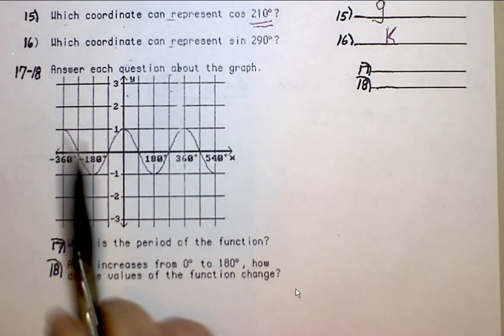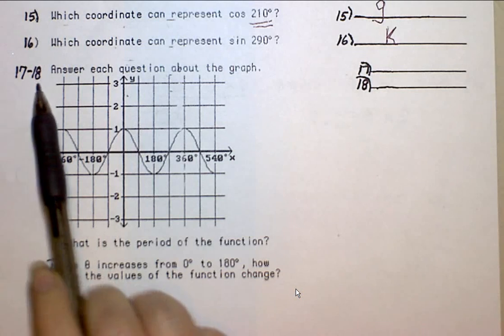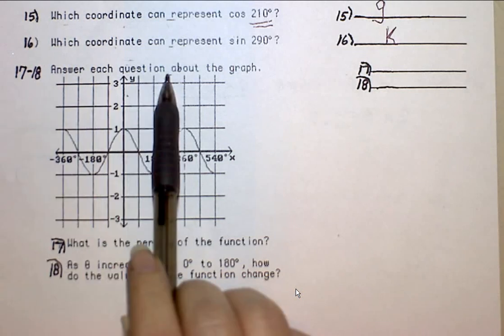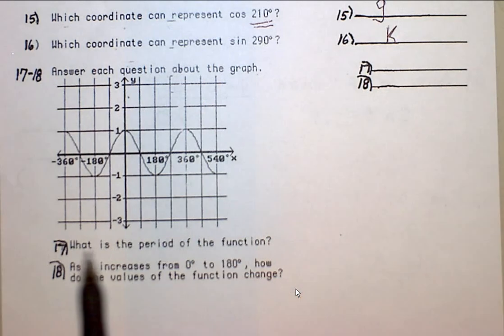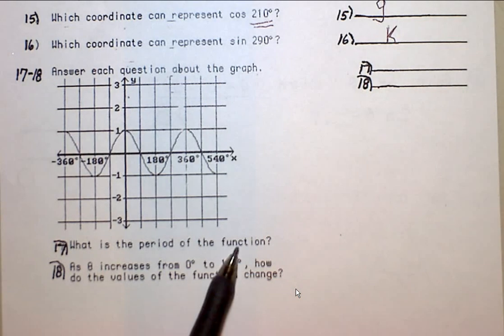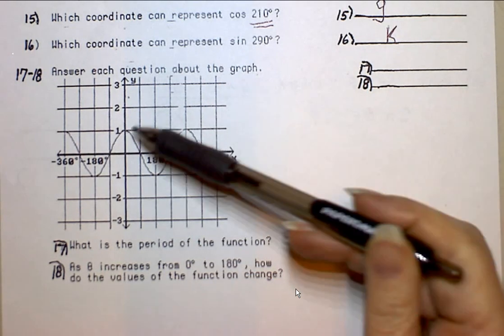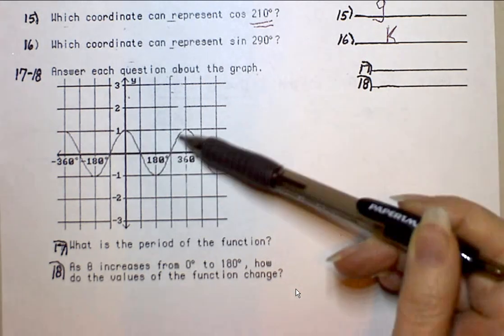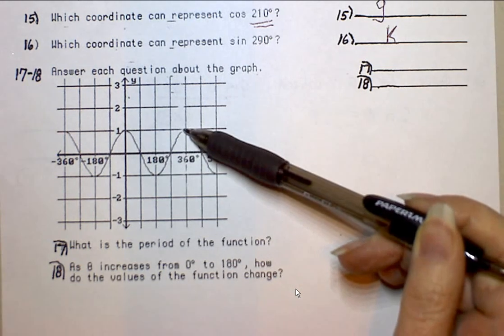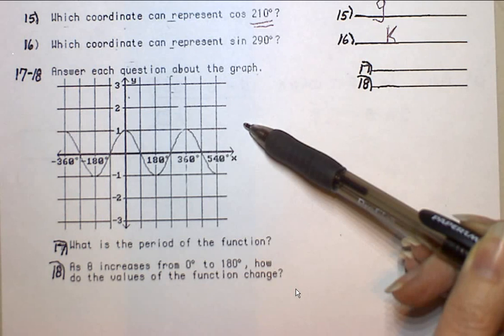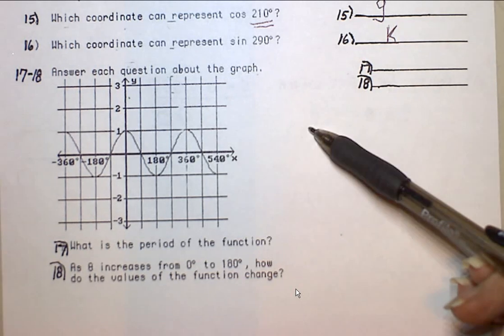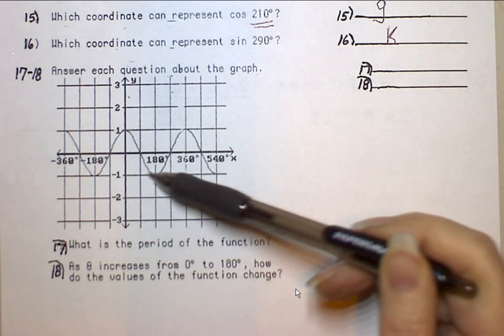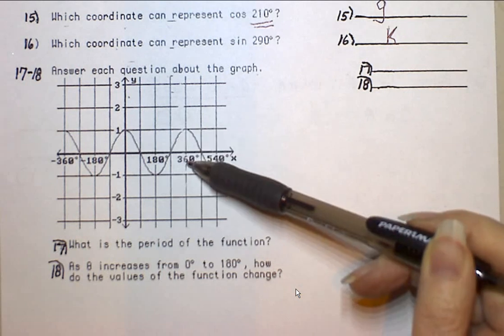Alright, 17 and 18. It says, answer each of the questions about the graph. What is the period of the function? Remember, a period is where you start and you finish that function, and it's going to continue again and do that same exact thing over and over again. So it takes from here to there to get done. So it's 360.